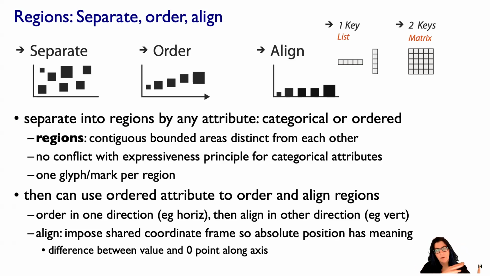So in these pictures, I'm ordering in one direction, which is horizontal, and I'm aligning vertically. In particular, what's happening with alignment is I am imposing a shared coordinate frame so that I can use absolute position to mean something. And that means I'm actually really emphasizing the difference between that attribute value and the 0 point, which is along the axis itself. And we'll see some examples of this.